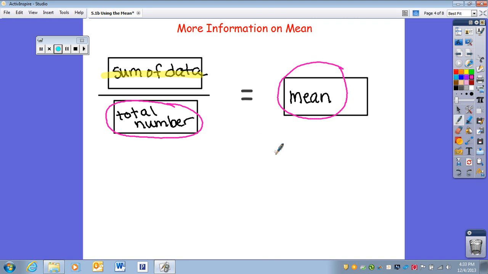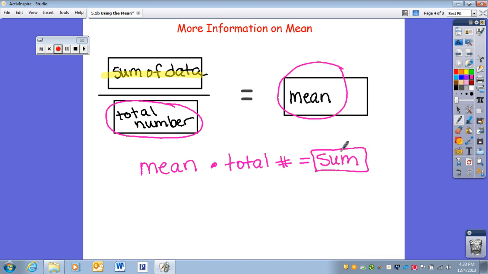We can then take the mean times the total number of pieces of data that we began with, and that would equal what the sum of our data was. Let's take a look at an example where this might apply.